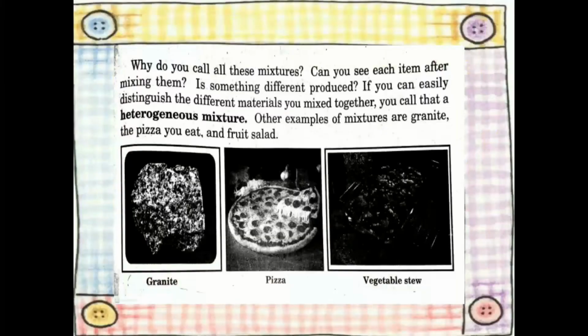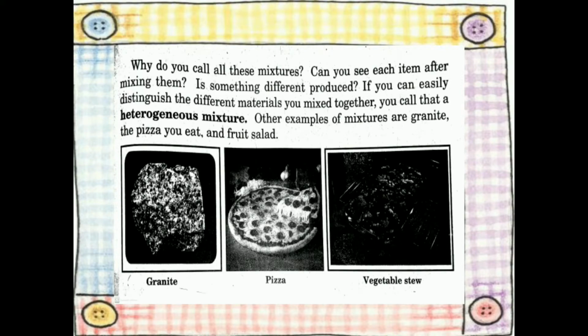So, why do you call all these mixtures? Can you see each item after mixing them? Is something different produced? If you can easily distinguish the different materials you mix together, you can call that a heterogeneous mixture. Other examples of mixtures are granite, the pizza you eat, and a fruit salad. If you can easily distinguish what you mixed together, or the materials you mixed are still visible, it is called a heterogeneous mixture.